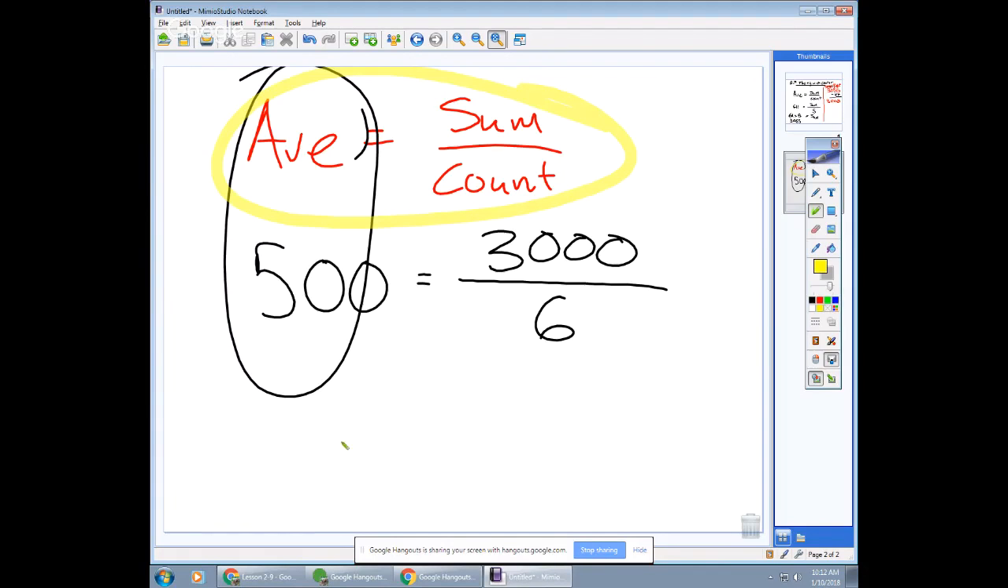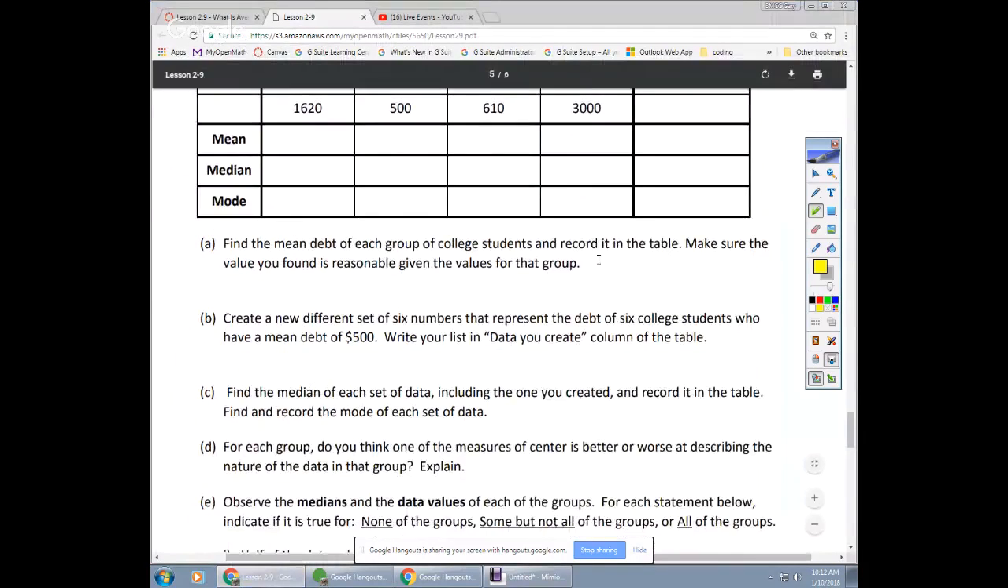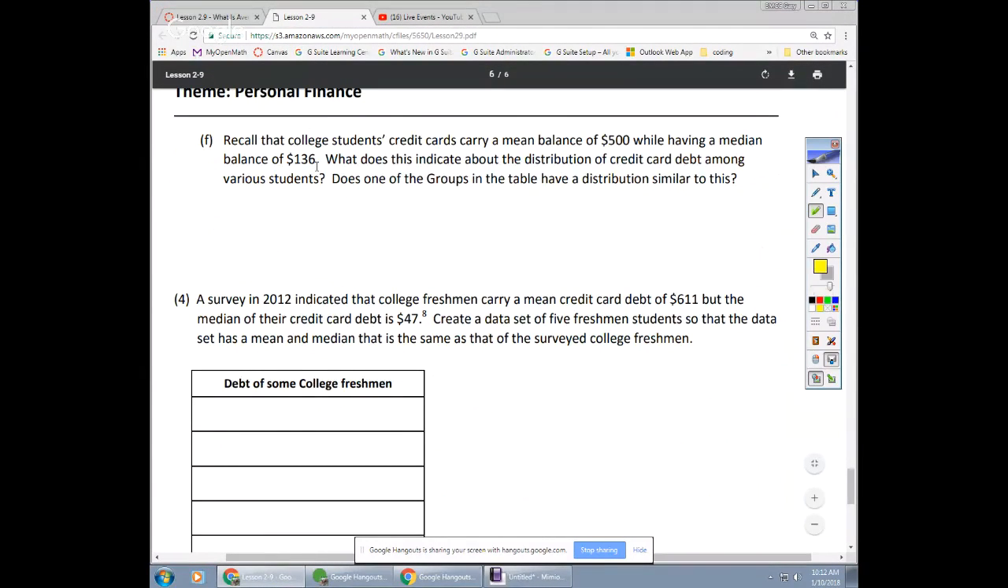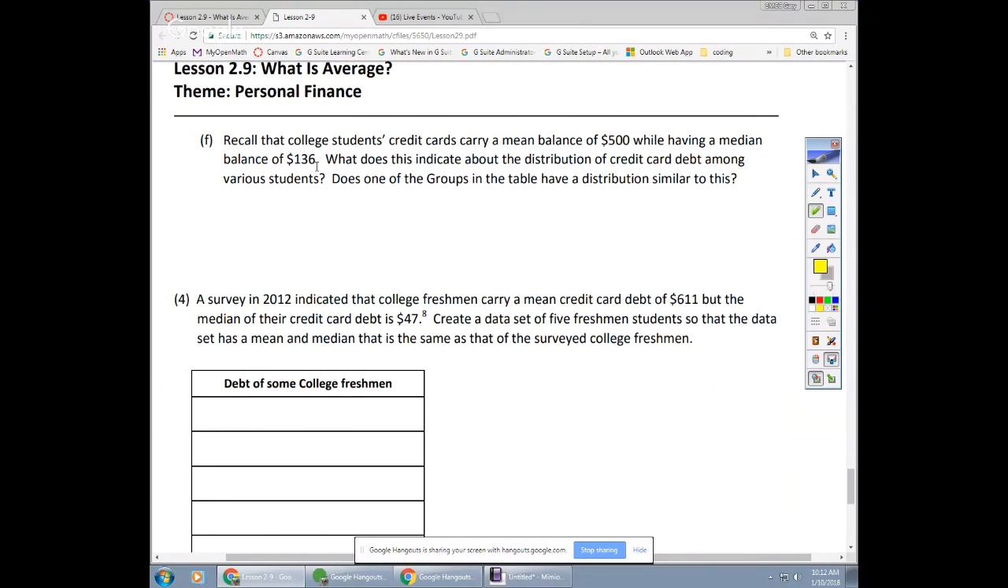We need to back up a step. And I am curious about question F here. Previously written in the worksheet, the average, the mean balance of debt for college students was 500, but the median was $136. Okay. So what does this tell us about how those debts are distributed? Does that mean there's more students with less debt? There's more students with greater debt? I'm just kind of curious what you guys came up with on that.